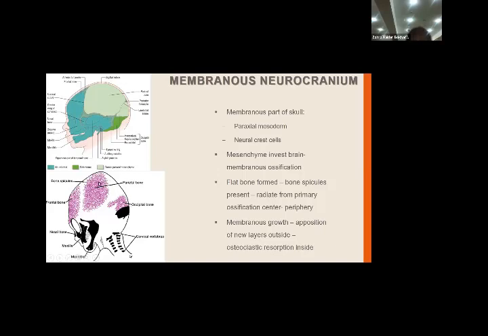Now, how does the bone grow? New layers of bone are formed on the outside, and on the inside of the skull, bone is resorbed. So the osteoclasts eat up the bone from inside, and on the other hand more bone is laid on the outside by osteoblastic activity. Okay? So that is how the skull grows in size.